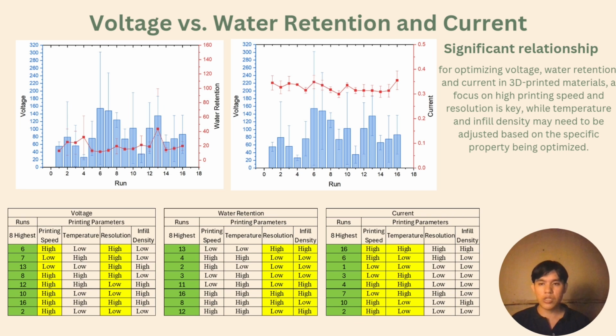For water retention, run 13 stands out with a low printing speed, low temperature, high resolution, and high infill density. Water retention is strongly influenced by the higher infill density and resolution, with minimal variability despite slightly inconsistent data. Lastly, run 16 produced the highest current with high printing speed, high temperature, high resolution, and high infill density. High currents correlate with high speed and temperature, with the error bar consistently low at 0.3 to 0.4, indicating stable data.